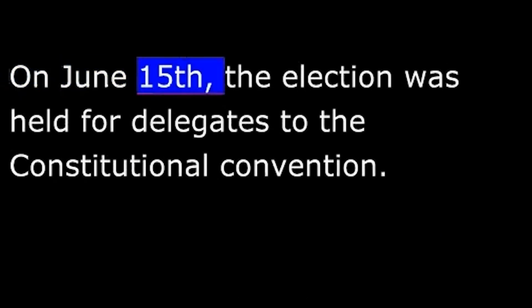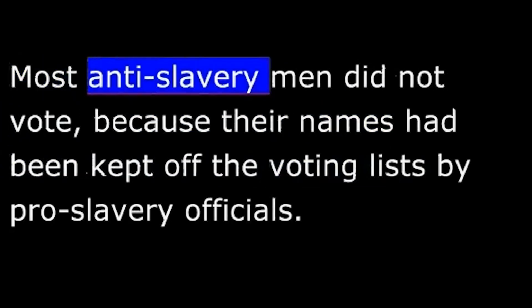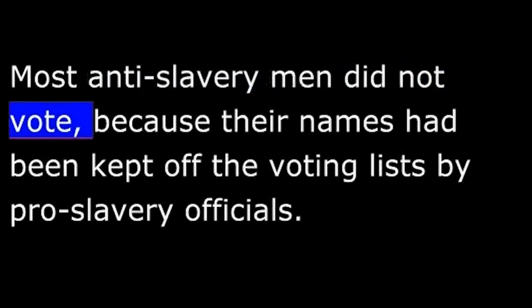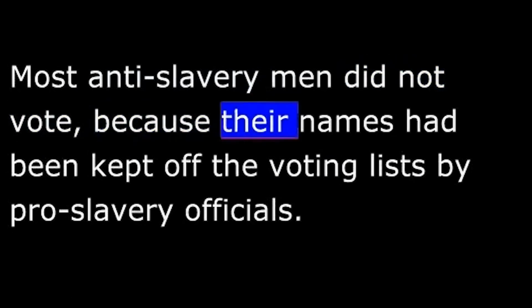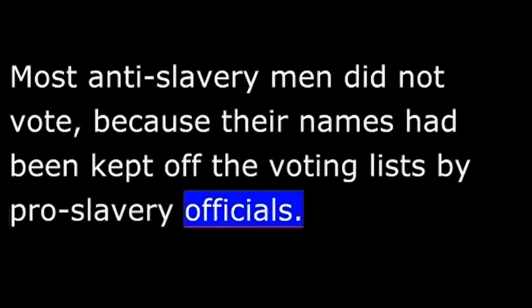On June 15th, the election was held for delegates to the Constitutional Convention. Most anti-slavery men did not vote because their names had been kept off the voting lists by pro-slavery officials.